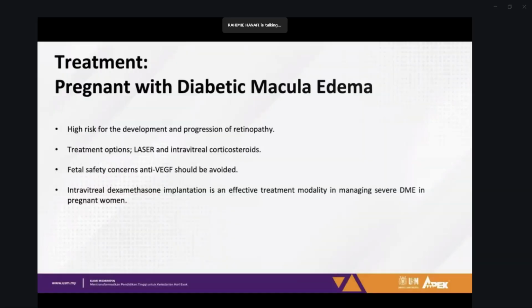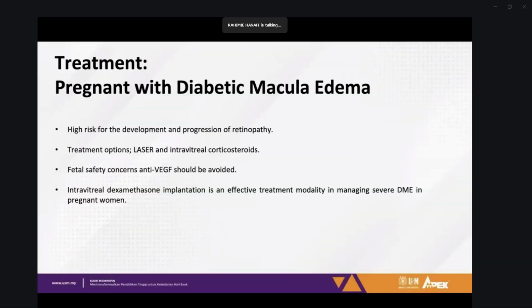And last one, treatment of pregnant lady with diabetic macular edema. Yes, they are at higher risk of development and progression of retinopathy. Treatment includes laser and intravitreal corticosteroid. Fetal safety is a concern, so we will avoid anti-VEGF. If the patient has severe diabetic macular edema, we may consider intravitreal dexamethasone implantation.